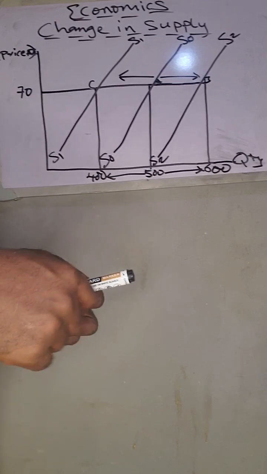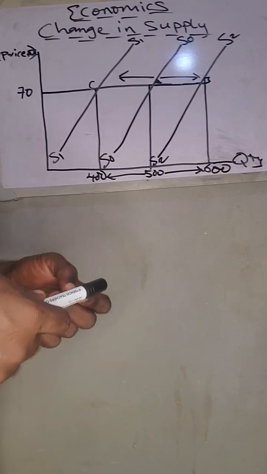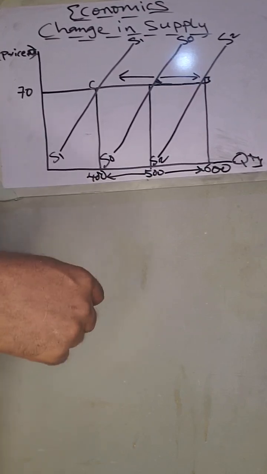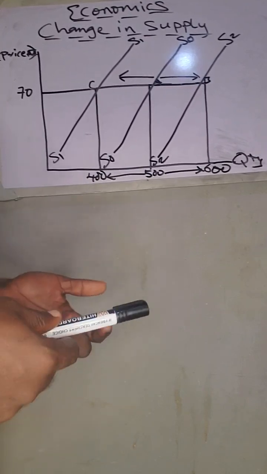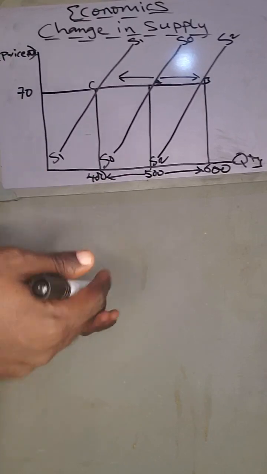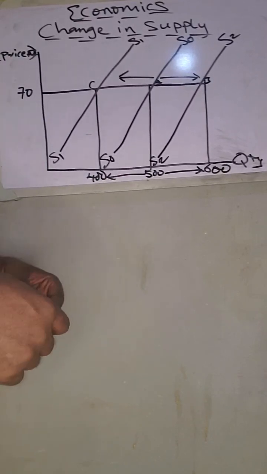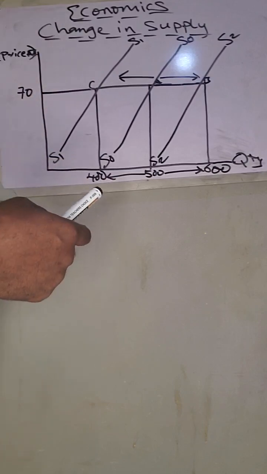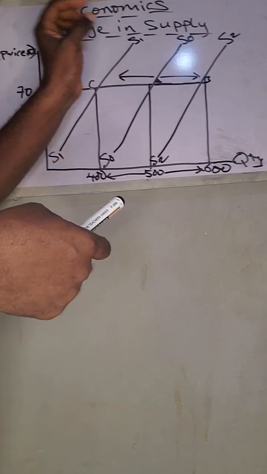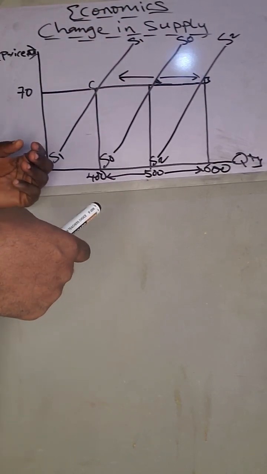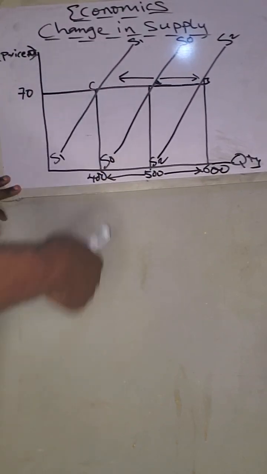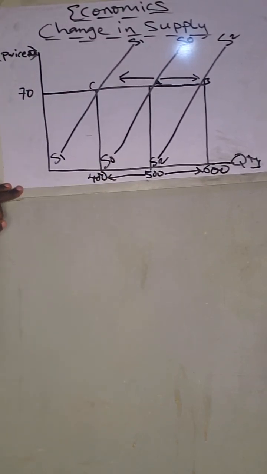Other factors like taxation, subsidies, cost of production, number of sellers in the market, etc. We have types of supply here. One is increase in supply and the other is decrease in supply.